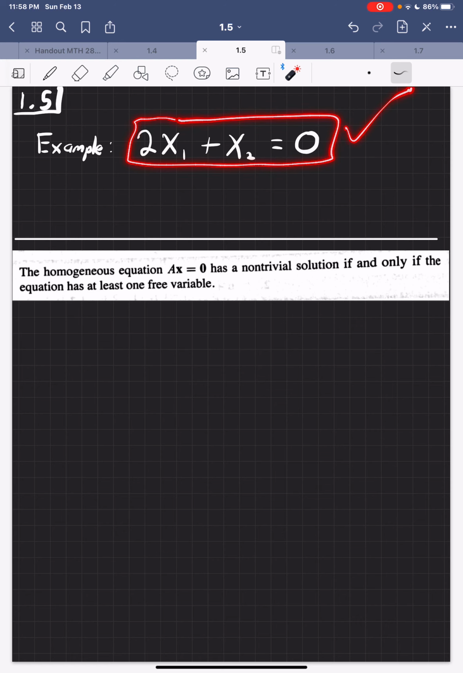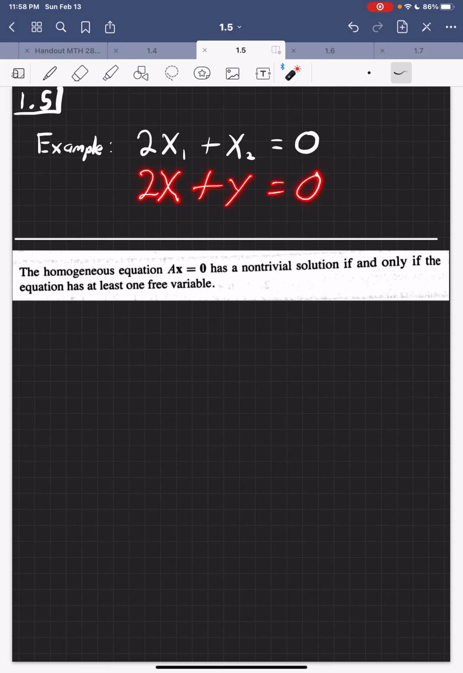Okay? So 2 times x sub 1 plus x sub 2 is equal to 0. I could have even written it as 2x plus y equals 0. Okay, same idea. Now, I want you to think about some possible solutions to this equation. Some x sub 1, some x sub 2, such that when you do 2 times x sub 1 plus x sub 2, you do get 0.